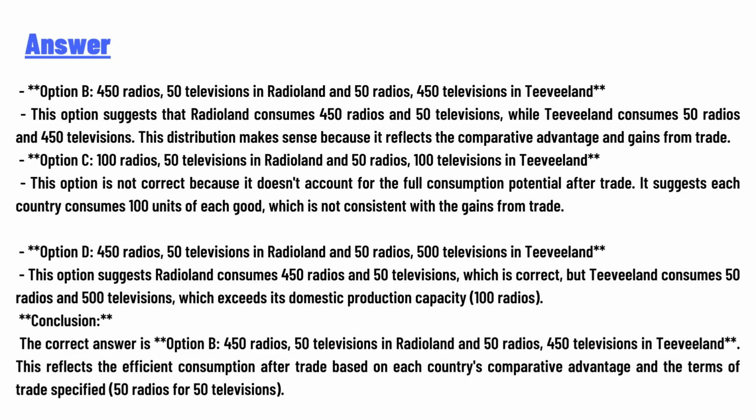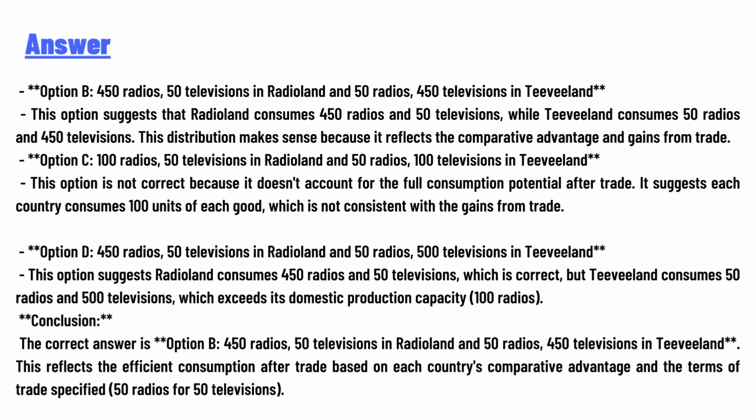Option D: 450 radios and 50 televisions in Radioland, and 50 radios and 500 televisions in Teeveeland. This option suggests Radioland consumes 450 radios and 50 televisions, which is correct, but Teeveeland consumes 50 radios and 500 televisions, which exceeds its domestic production capacity.